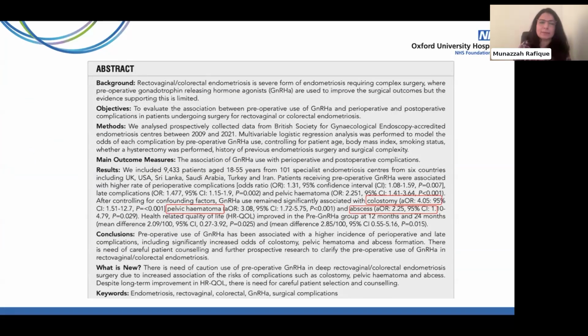This is a short abstract of the research that we have done. The important thing was what is new in this, and we find that preoperative GnRH use is associated with increased risk of perioperative and late complications. Therefore, it is about balancing the risk of complications and offering GnRH preoperatively to patients who are going to have surgery for rectovaginal or colorectal endometriosis.